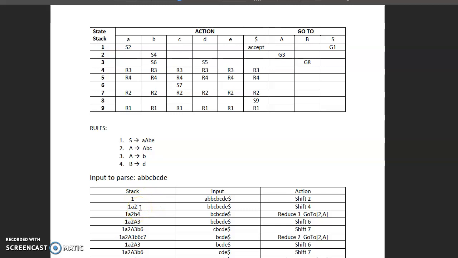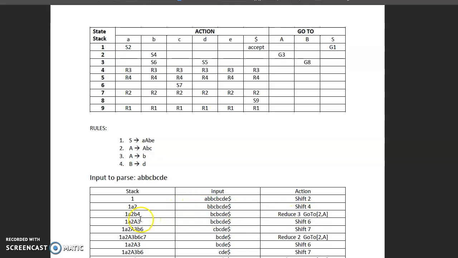The next thing we do is look at 2 and this B right here. If we go to 2 and we see the B, that's shift 4, which we have in the action table here. So we shift this B onto the stack first, then the 4 goes second. The input is shifted onto the stack first, and then the shift number goes on after that. And we just keep parsing until we get to this reduce right here.